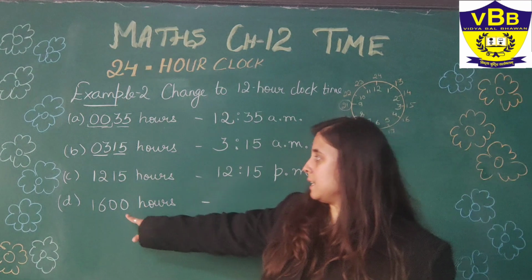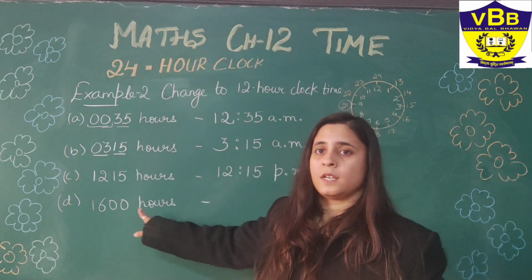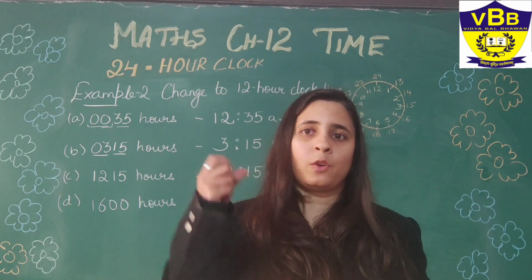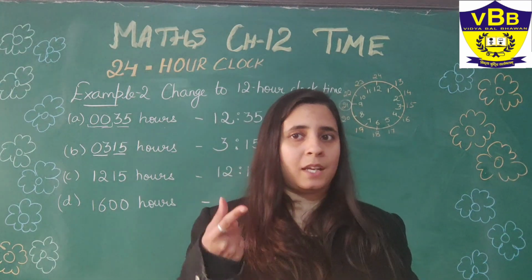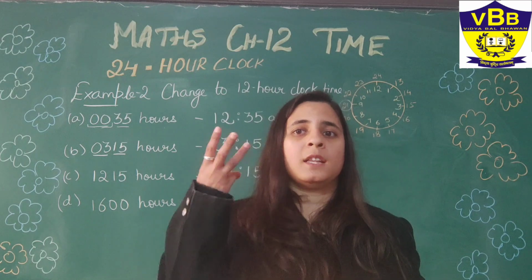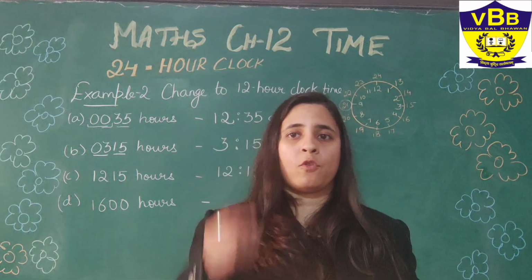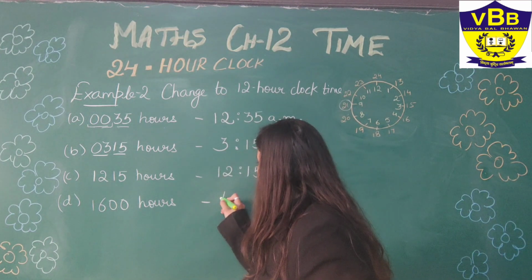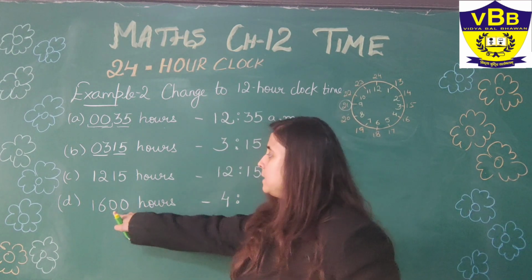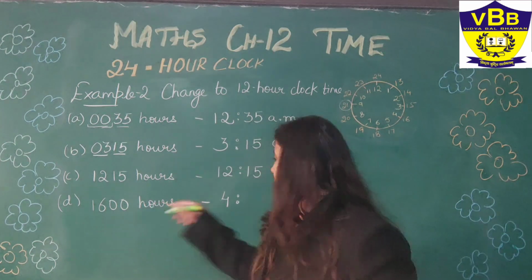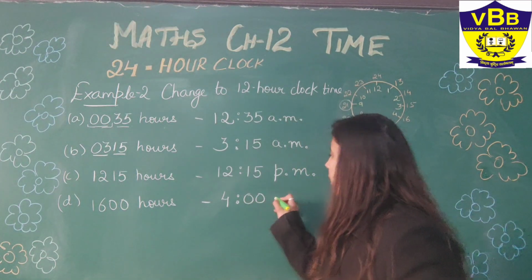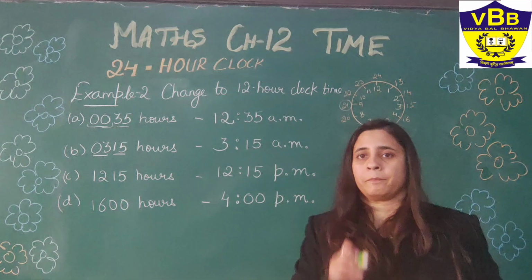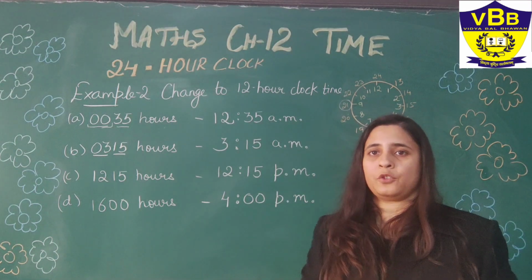Now next is 1600 hours. So now you can know that 12 is 12 noon, then after 12 it comes 1. 1 means 13, 2 means 14, 3 means 15 and 4 means 16. So it means it is 16 hours, means it is exact 4. 00, last 2 digits are minutes, so it means it is exact 4 and it will become PM. I hope it is clear to you.